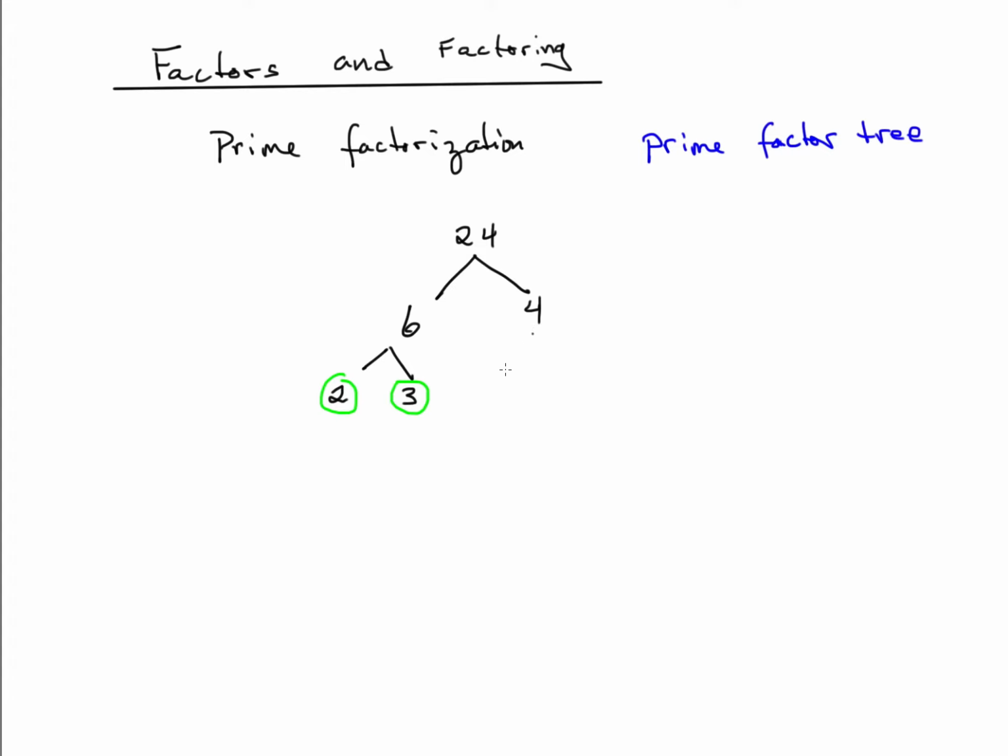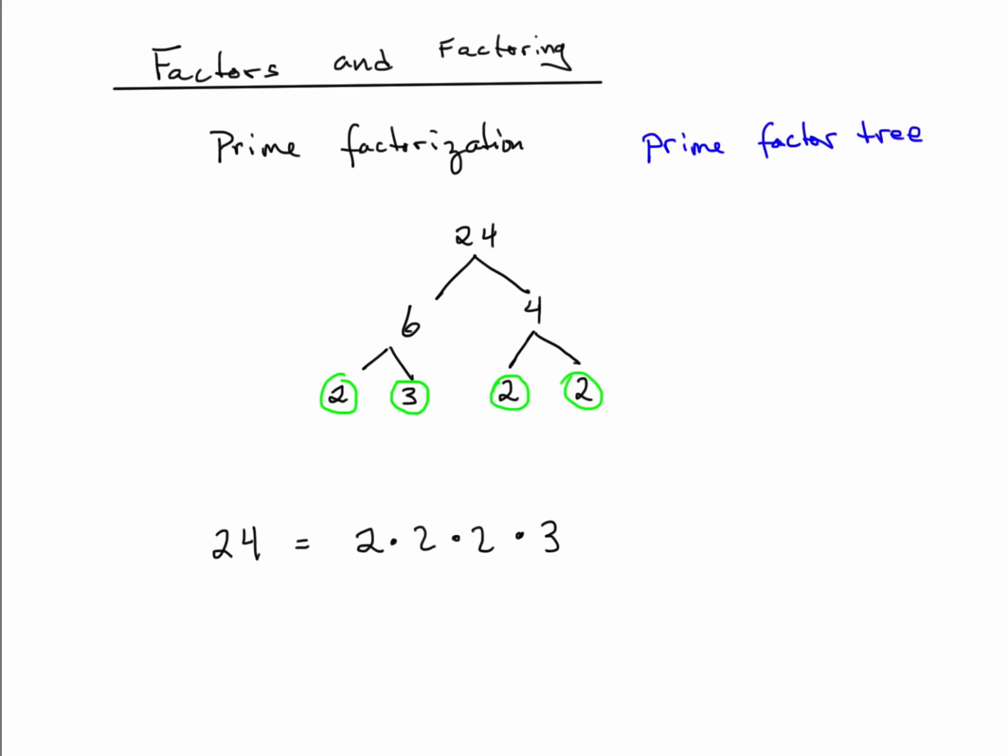On the other side, 4 is the same thing as 2 times 2. So I split 4 up into 2 times 2. Now I've already said that 2 is a prime number, so I can circle both these 2's. Now that I've got only green circles around each of the numbers at the bottom of the tree, I'm done with my prime factorization. What this means is that 24, if I break it down into its prime factors, is really the same thing as 2 times 2 times 2 times 3.